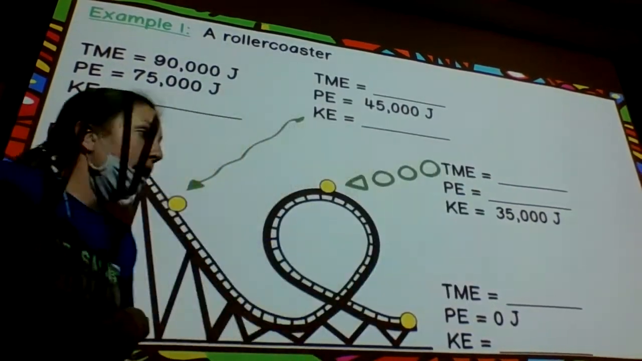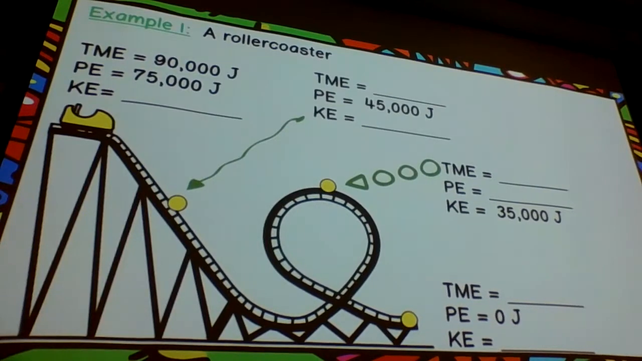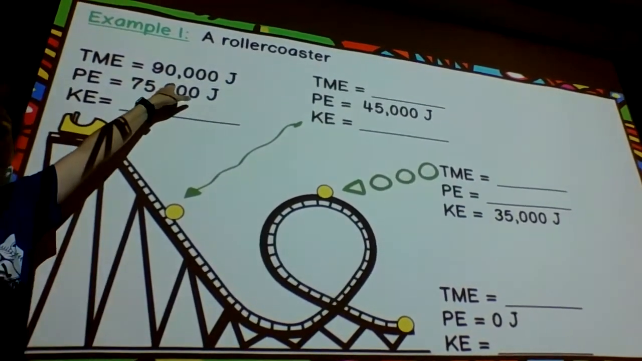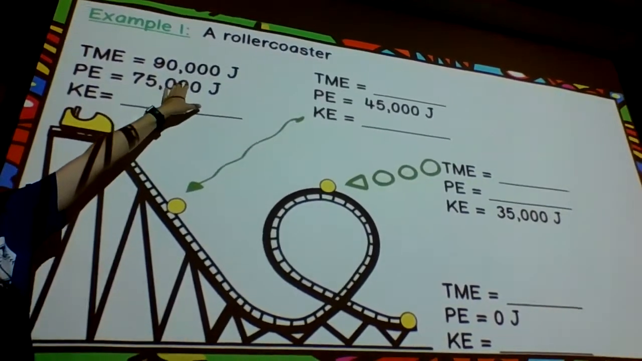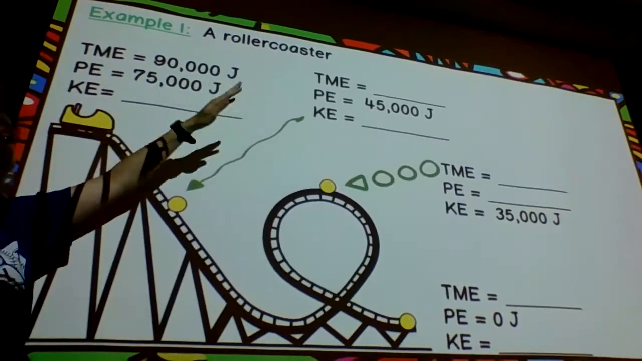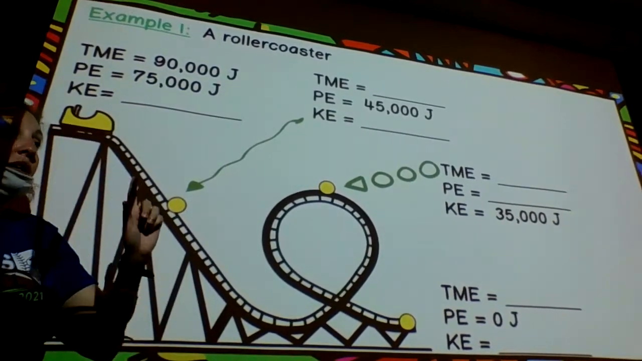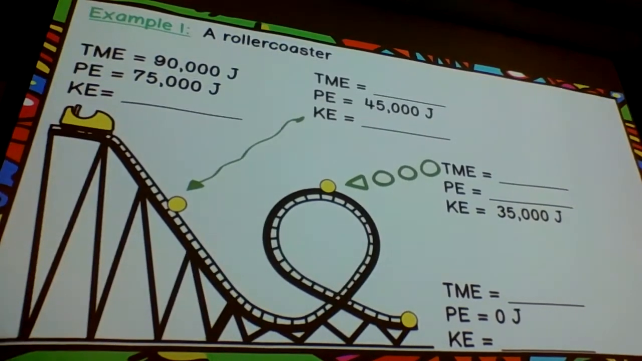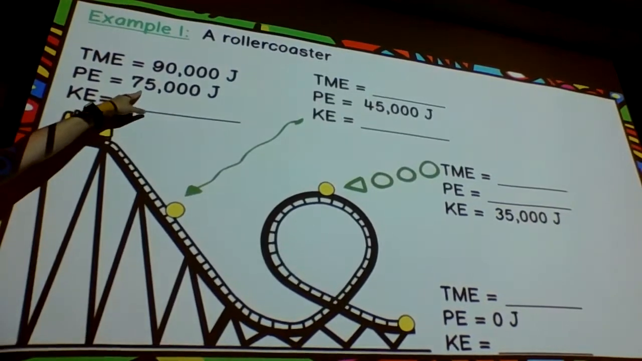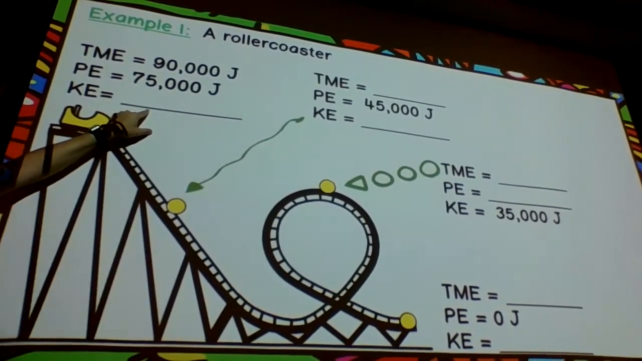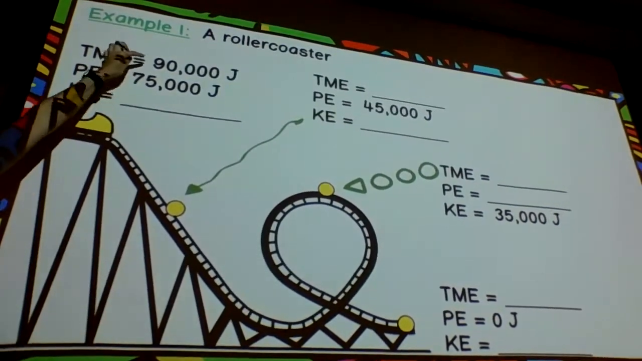All right, so this first stage here, our total mechanical energy is 90,000. All right, so this is how much energy we have in this system. That 90,000 should be the same everywhere, because energy cannot be created or destroyed. All right, now, total mechanical energy is kinetic plus potential. So if we have potential energy, how do I find kinetic energy? You have to subtract those two. Yes, because we want these two to equal 90,000.